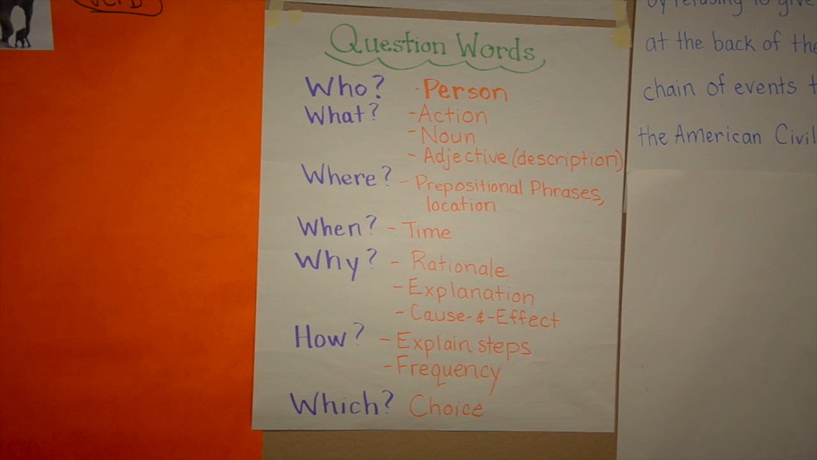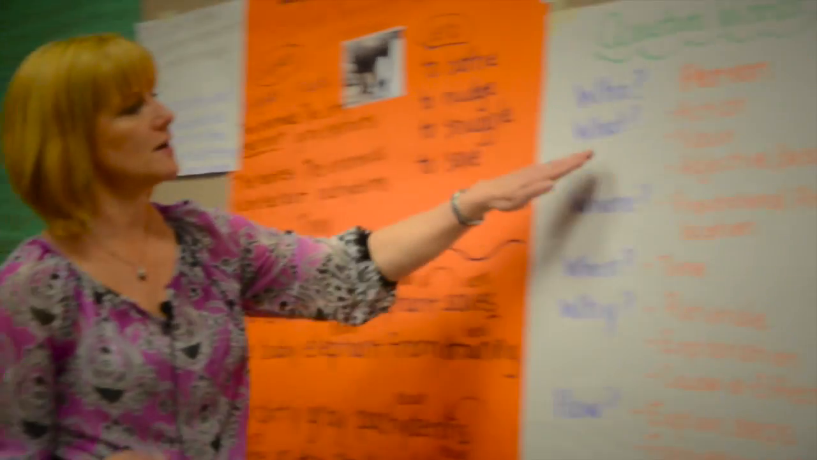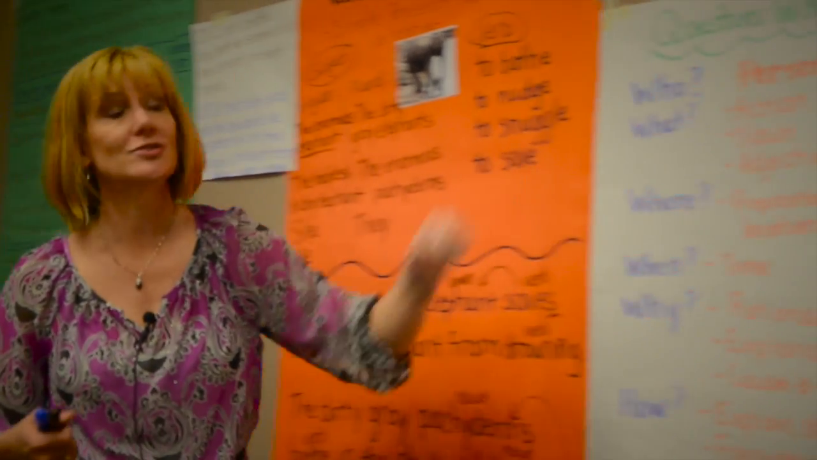A where question would be asking about prepositional phrases or location. A when question would be asking about time. Why refers to a rationale, an explanation, or cause and effect. How is asking for an explanation of steps, or frequency, so how often or how many times. And then which is asking about choice. Which is your favorite ice cream, vanilla or chocolate? So that one's asking about choice. That way students really know that depending on the kind of information they want, that's the question word they'll start with.